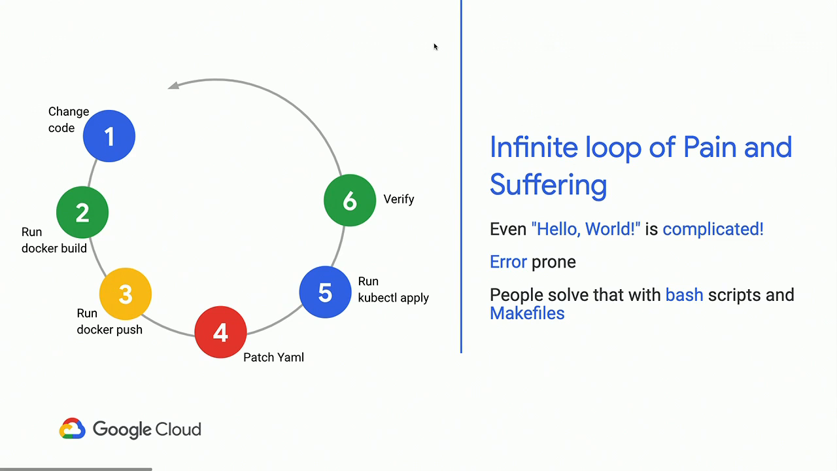Even the smallest code change requires a ton of commands in my terminal. I have to rebuild my image, remember to tag it differently, push my image, patch my YAML with the new tag, run a kubectl apply, and then verify that the changes I made are actually what I wanted to see. Any error at any point in the cycle can result in me having to go back and debug and spend a lot of time trying to fix whatever I got wrong. So people often solve this issue with bash scripts and makefiles, and they'll automate parts of this cycle away. But is there an even easier way?